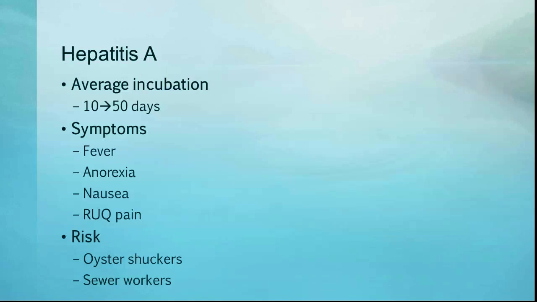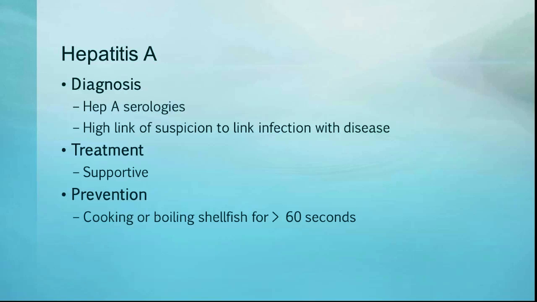Hepatitis A, we pretty much know the symptoms are fever, right upper quadrant pain, and anorexia, and the risk factors are oyster shuckers and sewer workers. You do hep A serologies, and the treatment is usually supportive. The way you can prevent it is cooking or boiling shellfish for greater than 60 seconds.